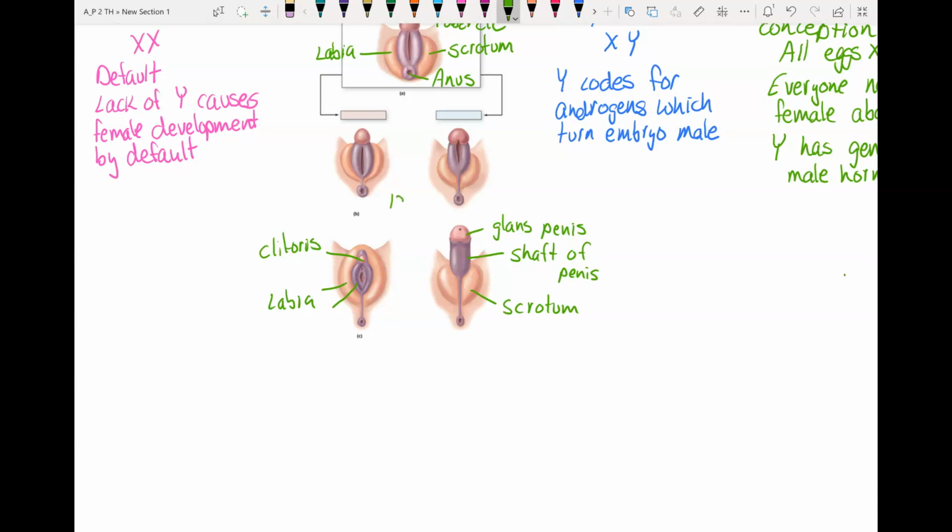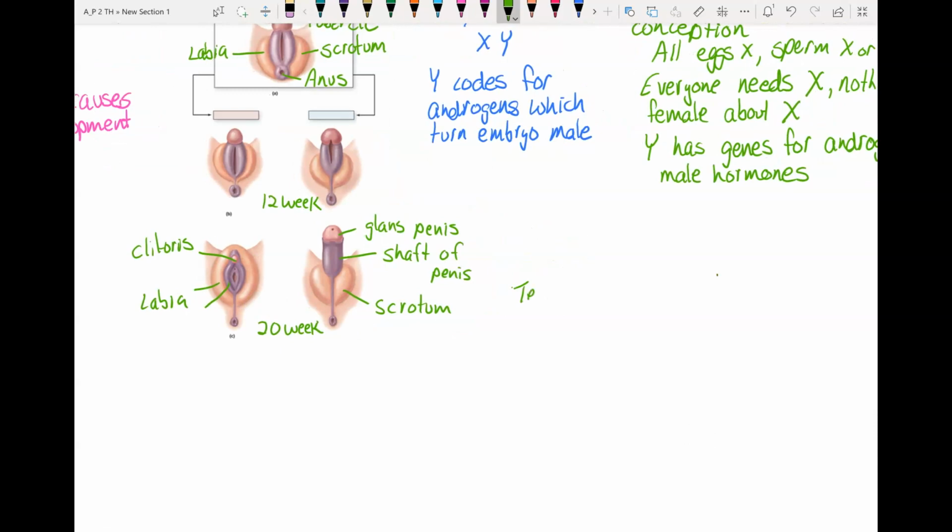Now notice here the scrotum is empty. So this is a 12-week fetus and this is a 20-week fetus. The testes descend into the scrotum shortly before birth. So the testes actually form inside the body and then descend into the scrotum shortly before birth.